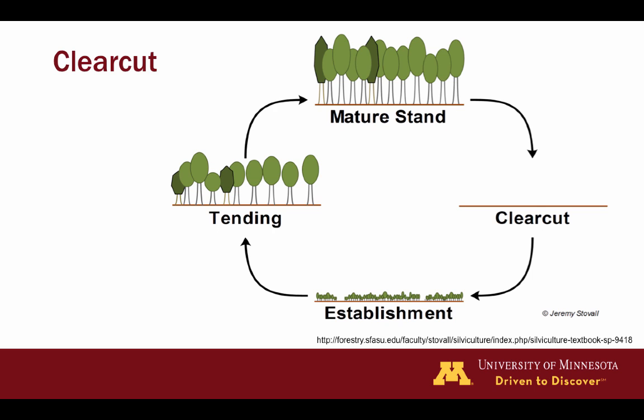So with a clear cut, this is probably the most straightforward silvicultural system that we can implement. And it really allows us to see these three parts of a silviculture system: the regeneration, the tending, and then the regeneration harvest. So we start with a blank slate in our clear cut. So we remove our trees, we establish a new age class, that age class grows, we tend them, and then we implement our regeneration harvest.